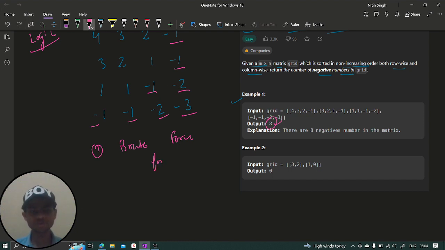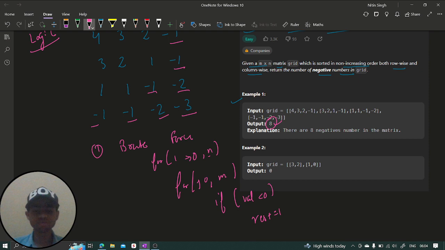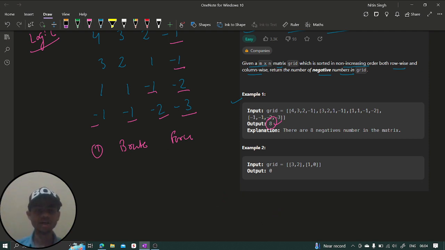So we can traverse with i from 0 to n, and inside that, j from 0 to m, where n is the total number of rows and m is the total number of columns. Here you check if this particular value is less than 0, then result plus equal to 1, right? Result is nothing but your answer, which tells us how many negative numbers there are. At the end you can return the result. So this was the simple brute force approach. The time complexity is going to be n cross m, right?